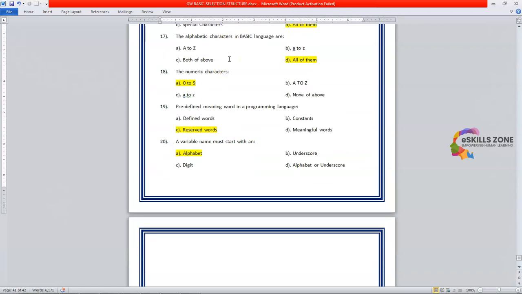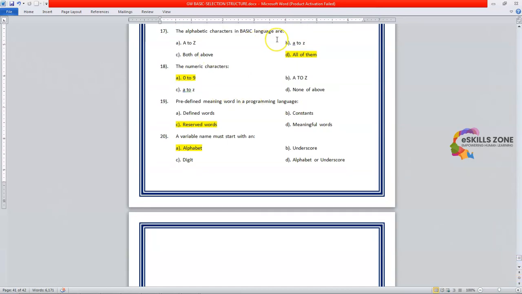Now the next number is the alphabetic characters in basic language are: option A, A to Z capital, and option B, a to z smaller, option C, both of the above, and option D, all of them. Yes, viewers, the right answer is option D, all of them. So the alphabetic characters consist of small as well as capital letters from A to Z.